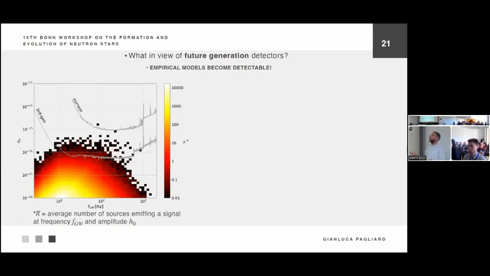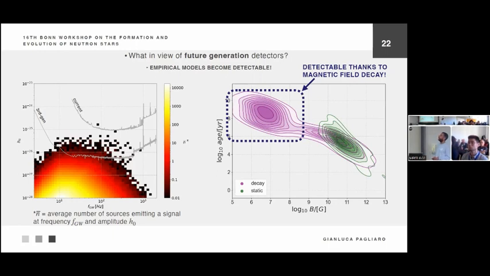The most interesting thing with third generation detectors for me is that those things that are called empirical models start to become detectable. So in that plot there, you can interpret easily just thinking that everything that is above the third generation line, which is the sensitivity, is detectable. And what we also found is that most of the detectable objects are extremely old and low magnetized neutron stars. And this was possible because in this model, we actually account for magnetic field decay.